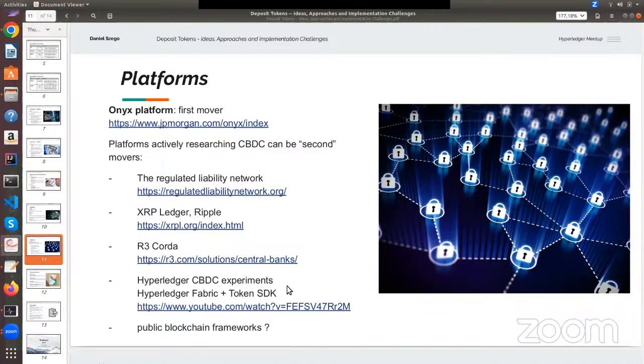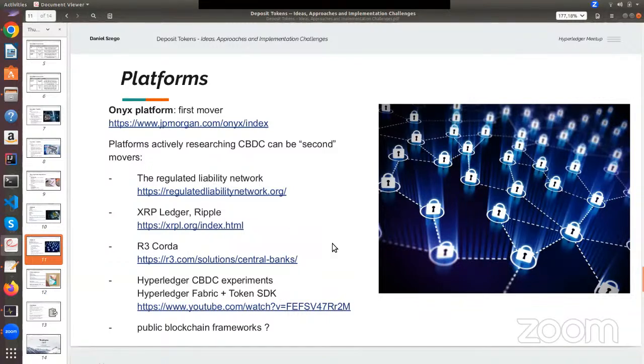And then under Hyperledger, there are Hyperledger CBDC experiments. These are more in a research phase, because this whole field is very much open source. But there's one experiment with Hyperledger Fabric and the Token SDK. Again, technically that could be very easily extended to deposit tokens as well.